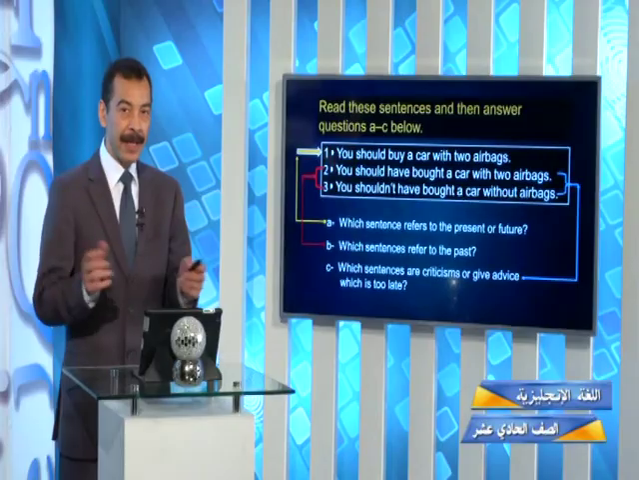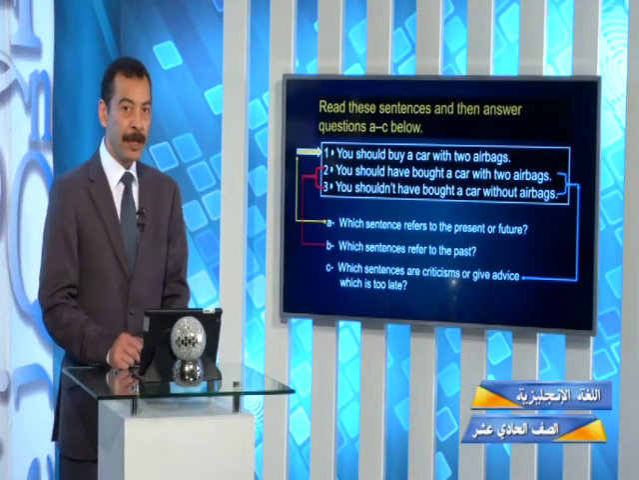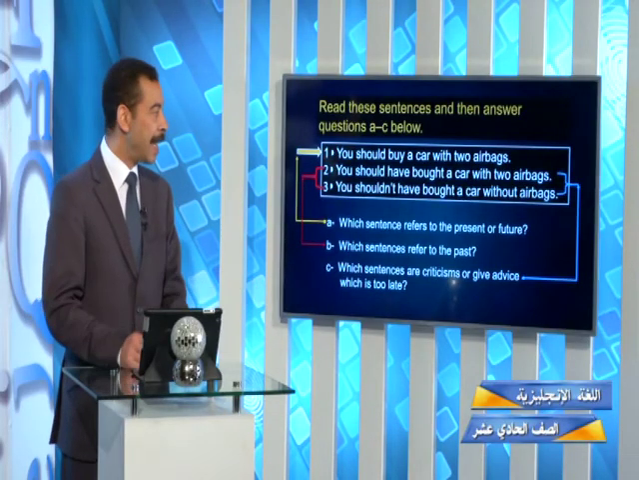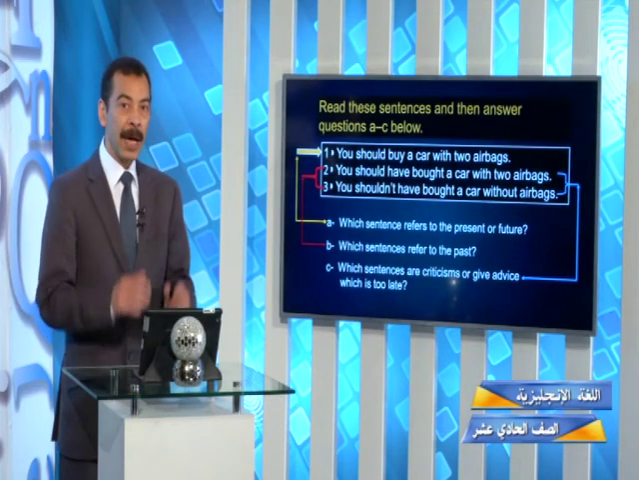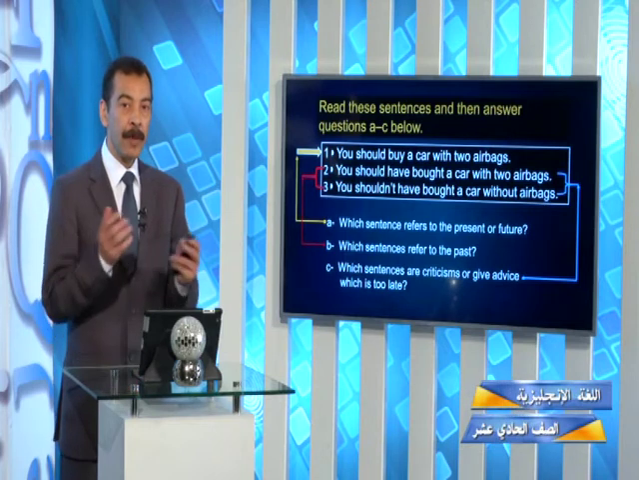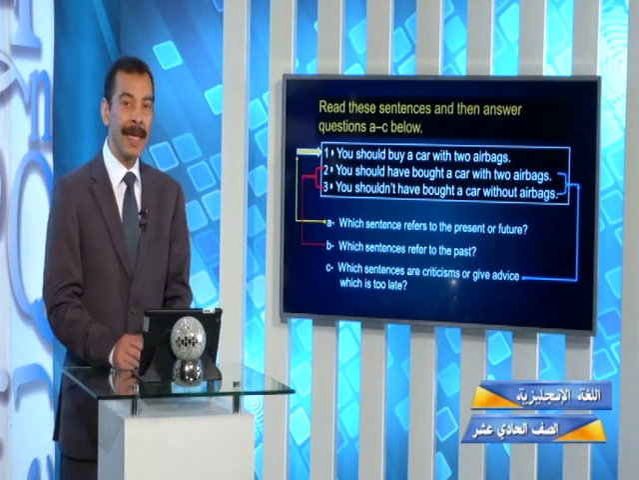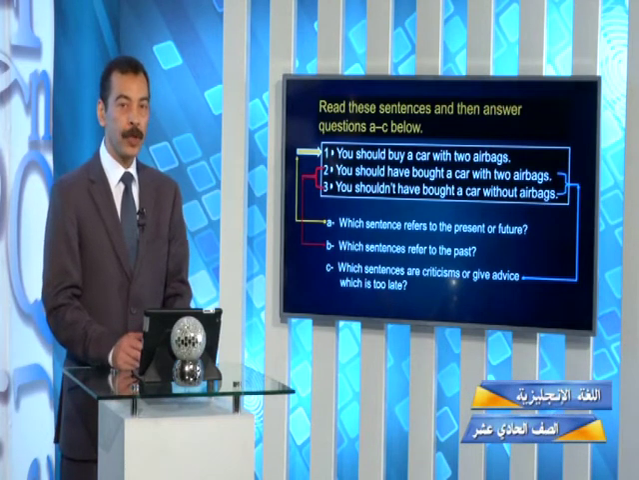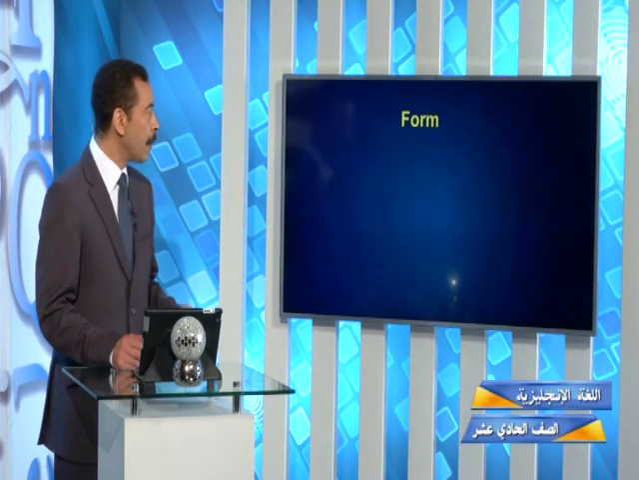So we have gathered some information from this slide and from the previous ones. Now we are going to group these pieces of information and formulate our rule and explanation for the use of should and should have. And here we have the form.